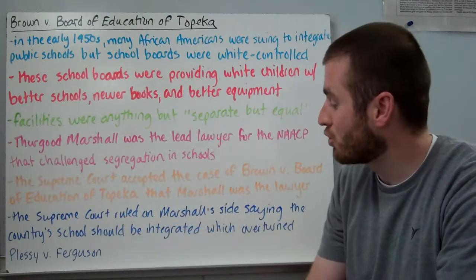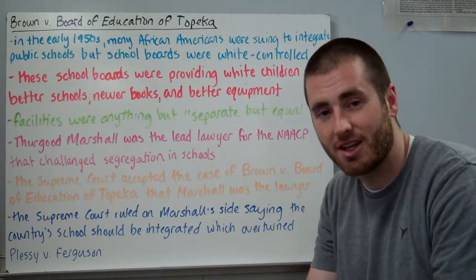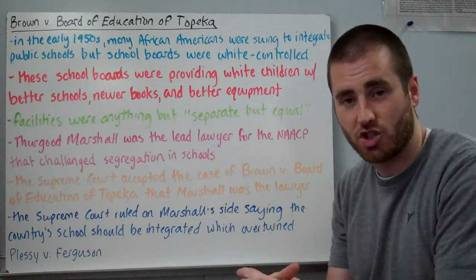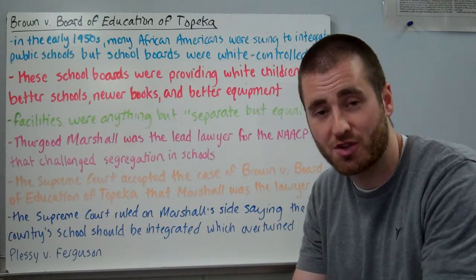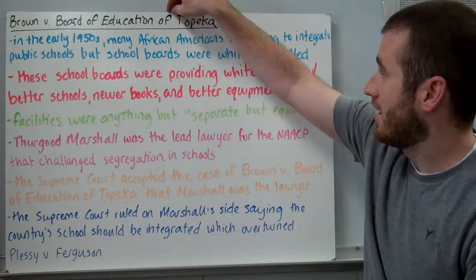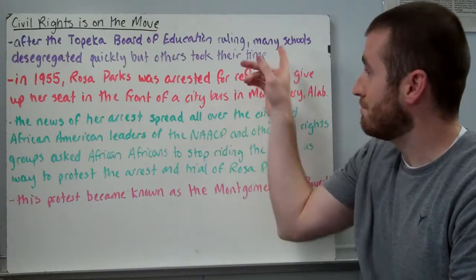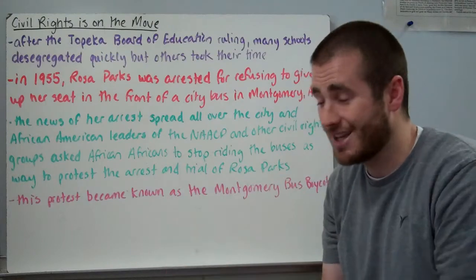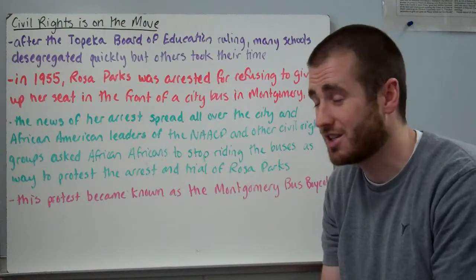The Supreme Court ruled on Marshall's side, saying the country's schools should be integrated. So all races should be able to go to school together, which basically overturned Plessy versus Ferguson of separate but equal. Now the issue there is that they didn't really put a timeline on that. So a lot of schools immediately desegregated and integrated to allow races to go to school together, but obviously others took their time, especially in the Deep South.